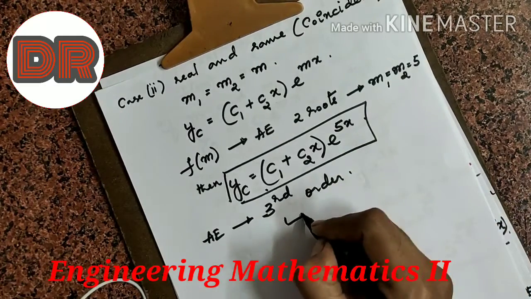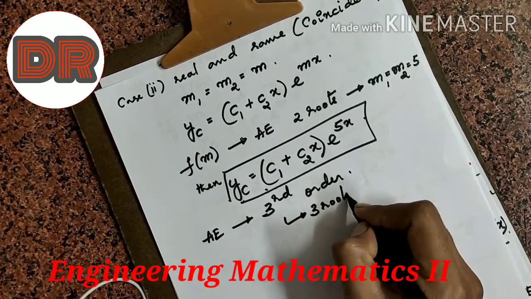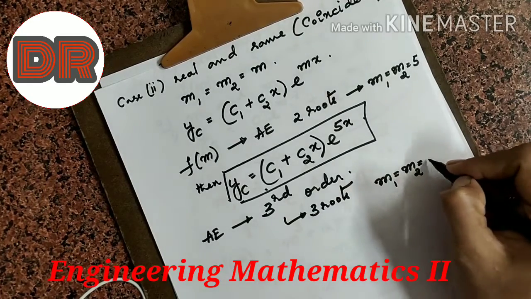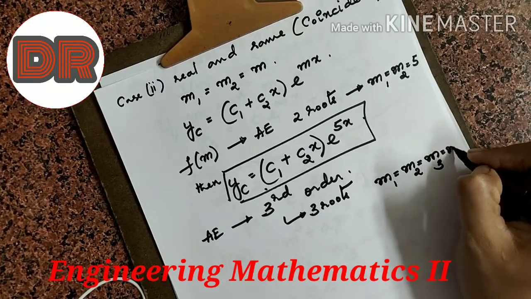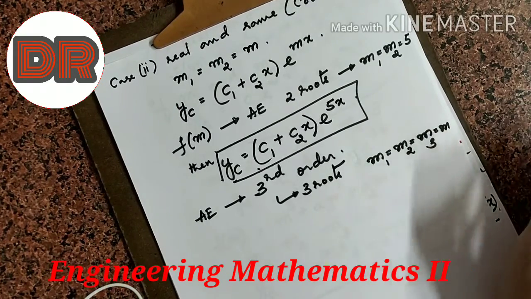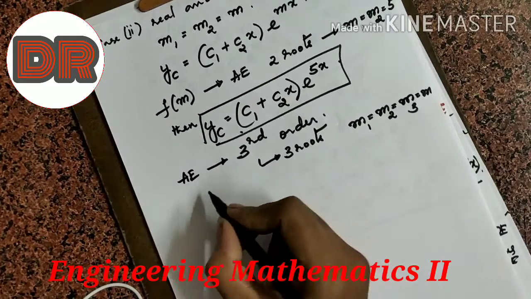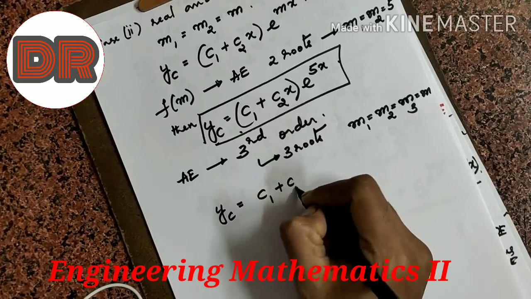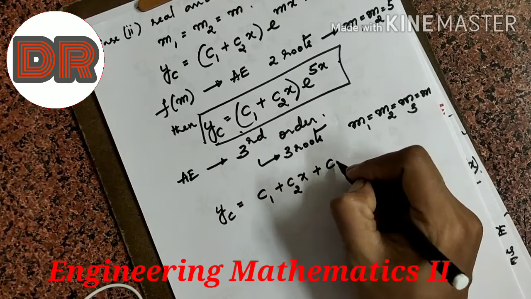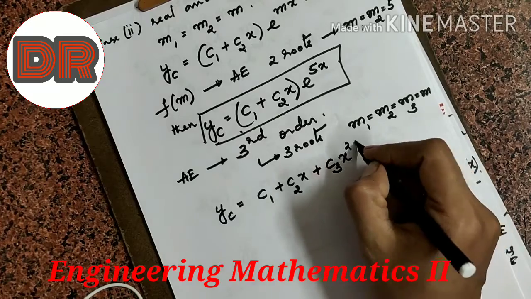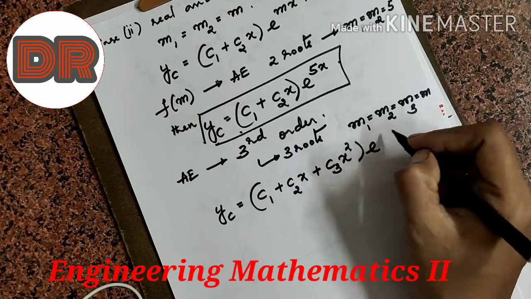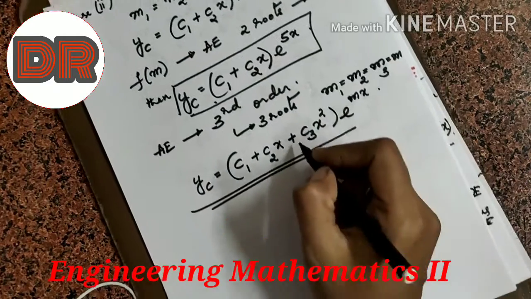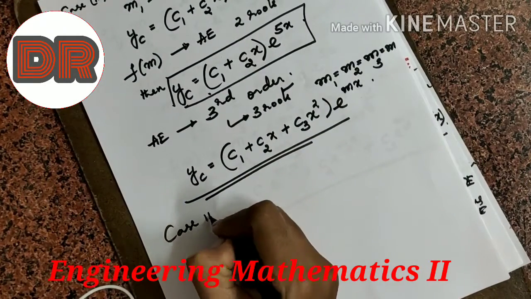Then obviously we'll have 3 roots whose values are m1 is equal to m2 is equal to m3, and I can equate it to m. All 3 are same. So we can write the complementary function for this case as c1 plus c2x plus c3x square to e to the power mx.